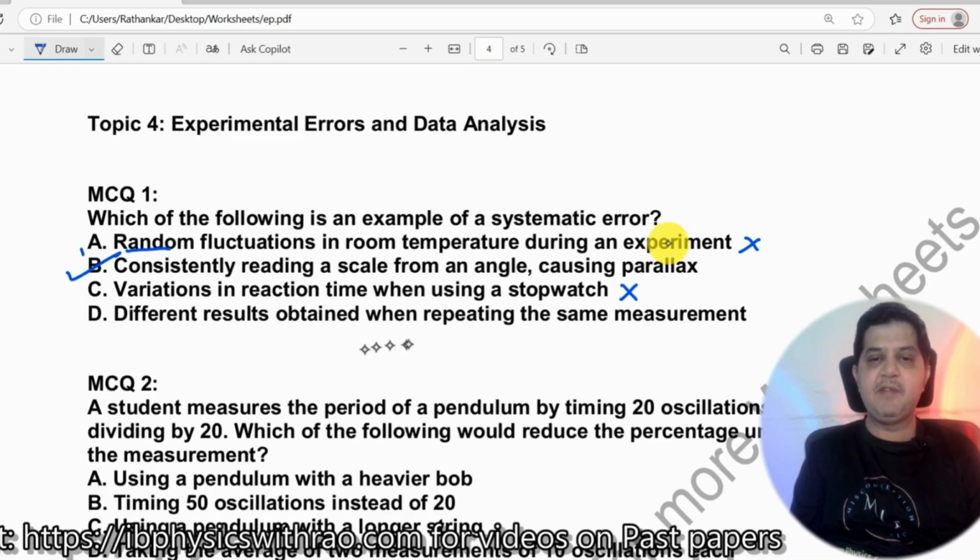Different results obtained when repeating the same measurement. For example, you get 9.8, 9.7, 9.4, 9.1, maybe 10.3. So that could be because of a random error. This is in calculation for the acceleration due to gravity. So this can be due to random error. So definitely this is also not the right answer. B should be your right answer.